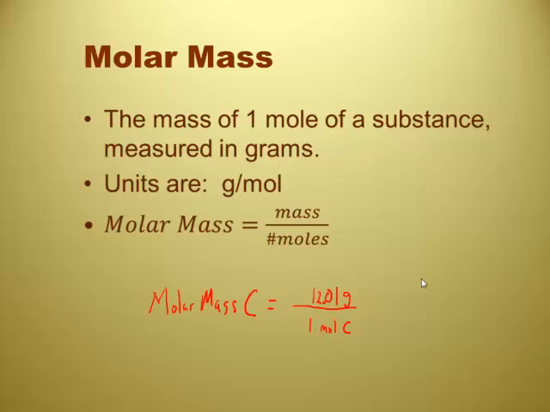Now this is a little weird writing it. Could I also write it 12.01 grams per mole? Whoops, I forgot my 1. 12.01 grams per mole? Yeah, I think I could. That's correct. So both versions of this work. It's understood that there's 1 mole here.